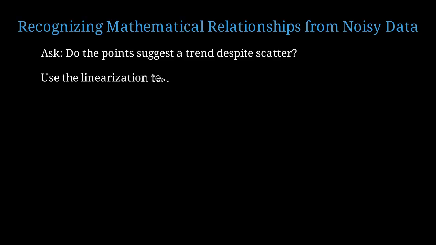Second, use the linearization test. Try plotting different transformations of your data. If one transformation gives a straight line, you've found the relationship.